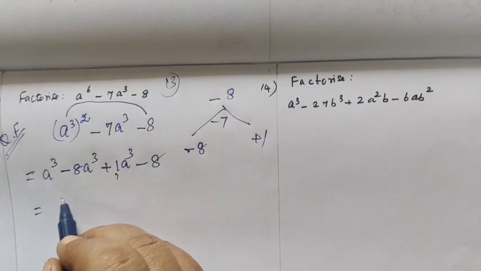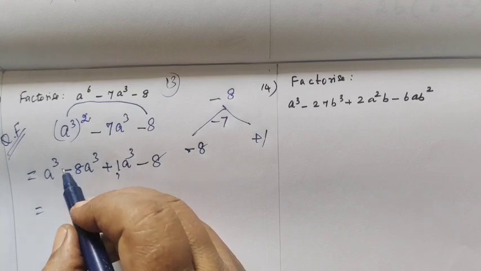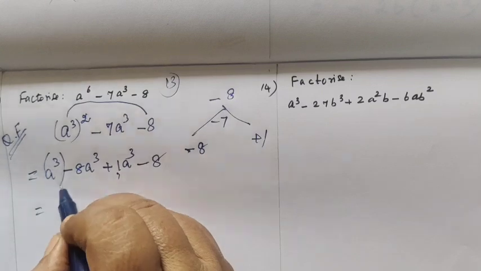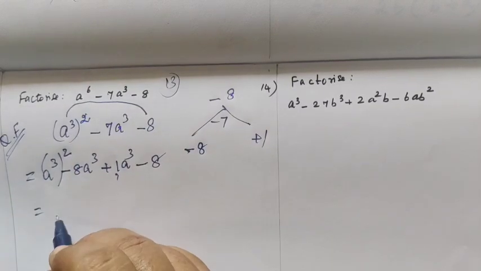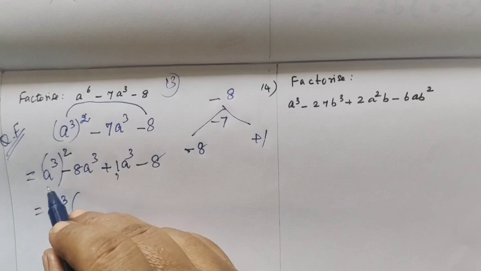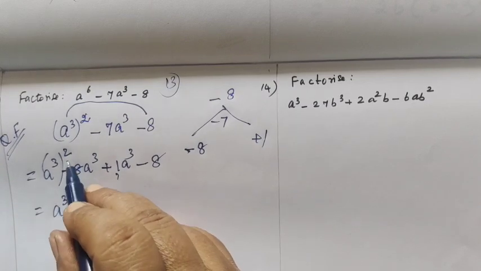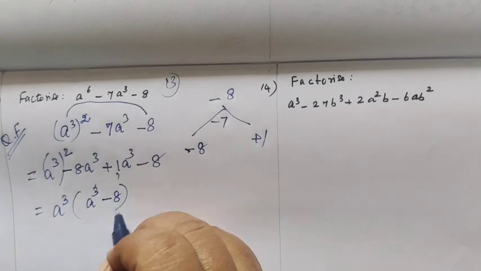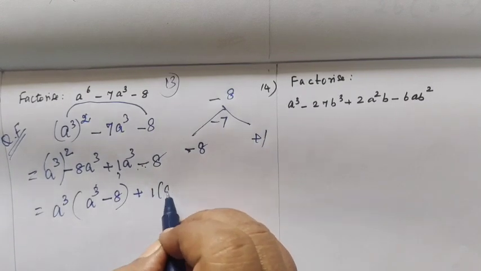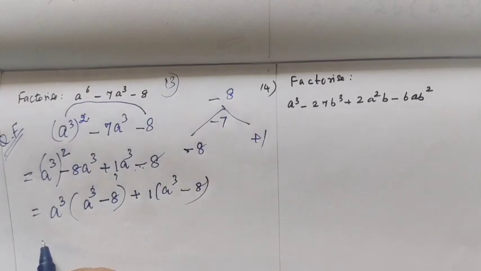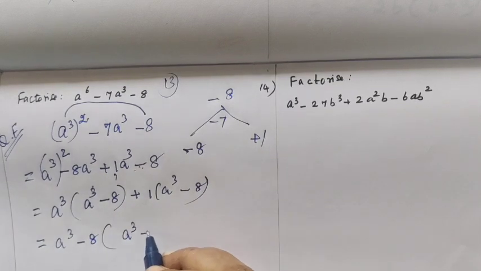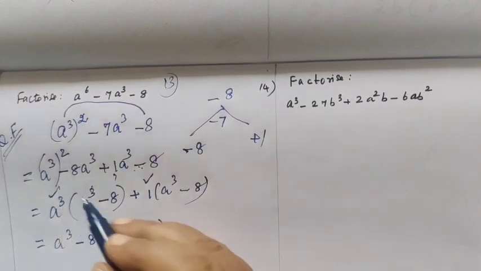Here there is a cube, and here there is a square. So you can take a cube common: another a cube inside, squared, and one a cube we have taken outside. So a cube minus 8, here you can take 1 common. So a cube minus 8 take outside, a cube plus 1.